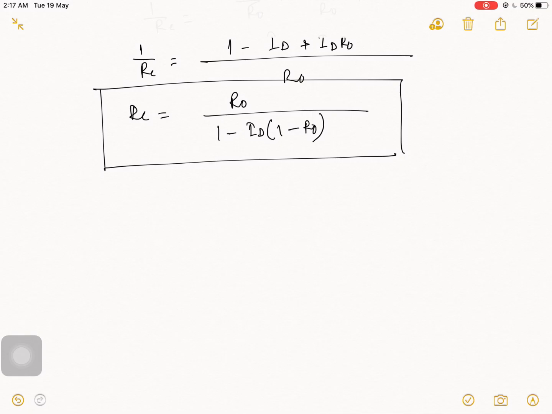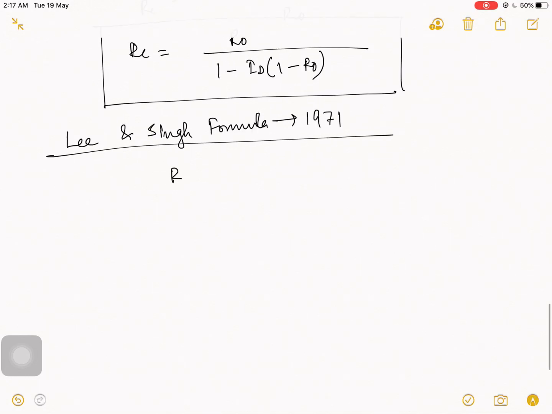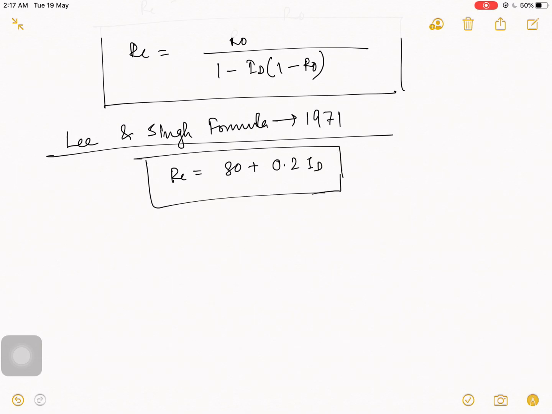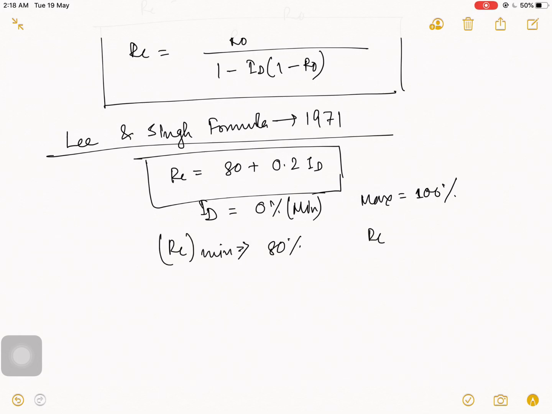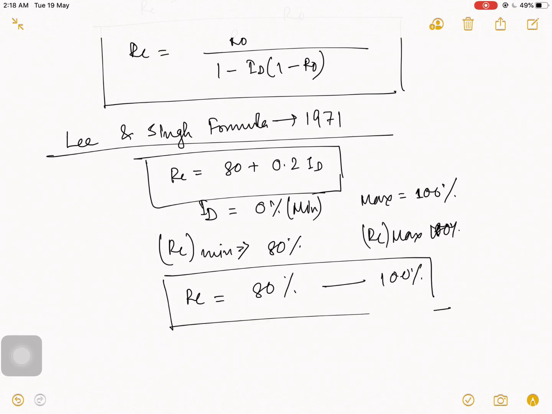There is another formula, an empirical formula known as the Lee and Singh formula, that came in 1971. They told RC equals 80 plus 0.2 ID. In this formula, we can find the range of ID: minimum value 0, maximum value 1 or 100. For ID minimum, RC is 80%, and for ID maximum, RC is 100%. RC value stays between 80 to 100%. It's a very small concept. Sometimes they ask it in exams.